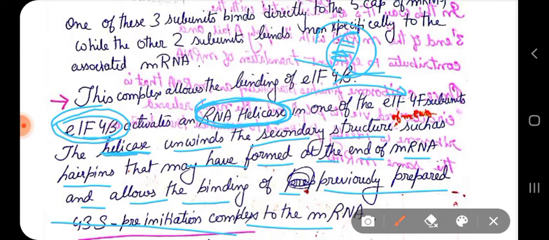So now, as the secondary structure of the mRNA has been removed, plain mRNA is there. Now it is time for recruitment of the 43S pre-initiation complex to the mRNA. It will recognize the mRNA because the other initiation factors like EIF4F have already interacted with the 5 prime cap. So by interaction, it will bind. Okay.